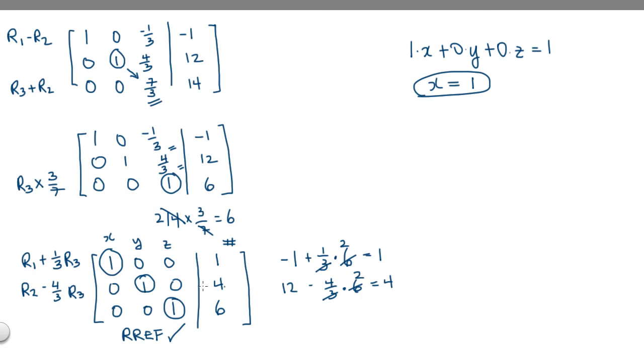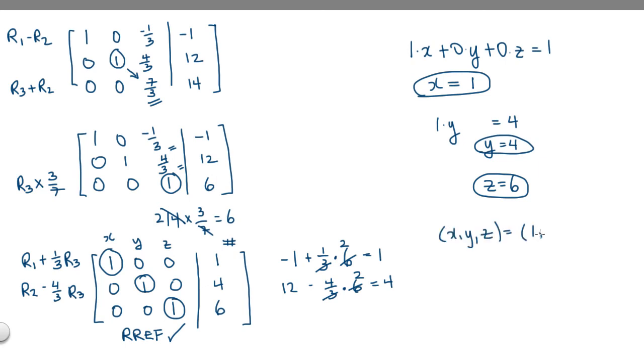The second row of this matrix here, translated as an equation, would say 1 times y is equal to 4. So in other words, y is equal to 4. And our bottom equation, that's telling us 1 times z is equal to 6. So in other words, z is equal to 6. So what we're getting is the solution, if we write it as an ordered triple, looks like 1, 4, 6.